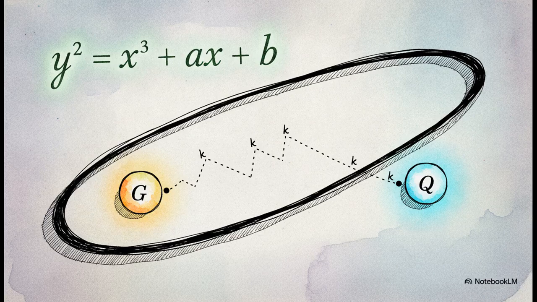Just imagine a giant game of mathematical billiards. You start at a base point on this curve, which we'll just call G. You strike the ball, and it bounces off the edges of this curve a secret number of times. Let's call that secret number K, until it finally lands on a specific final destination point.